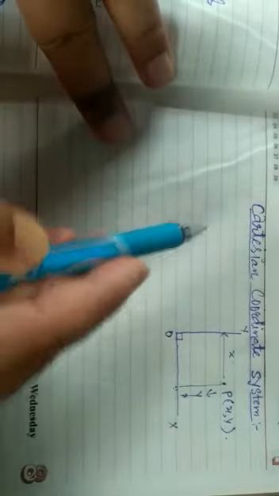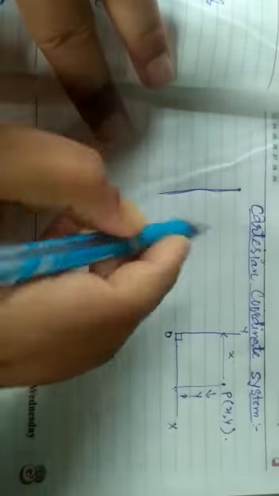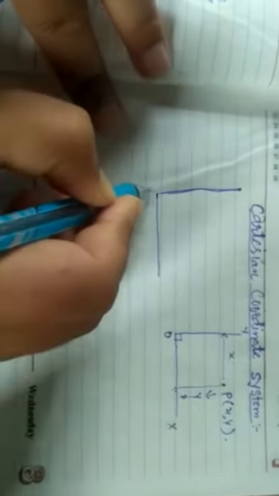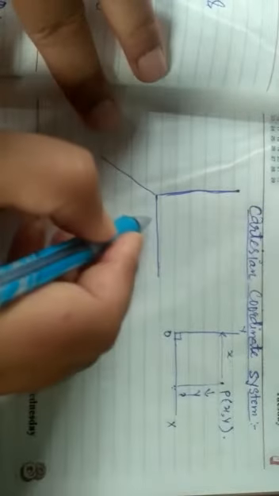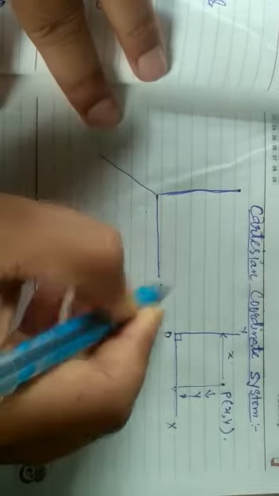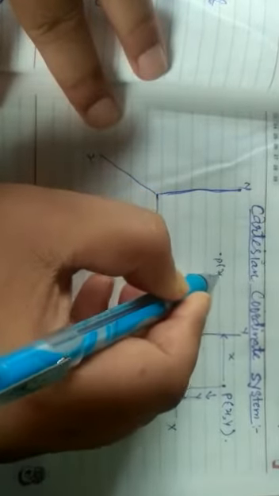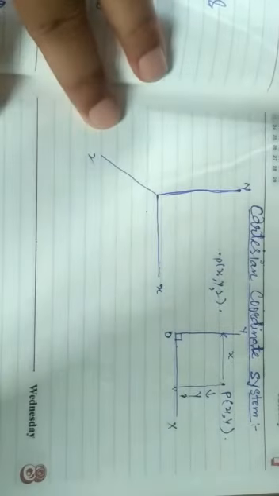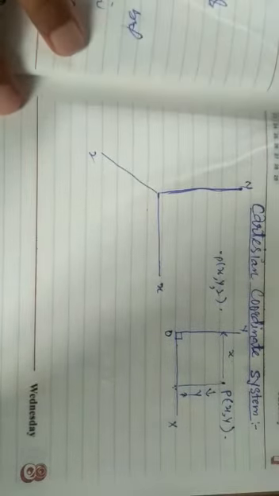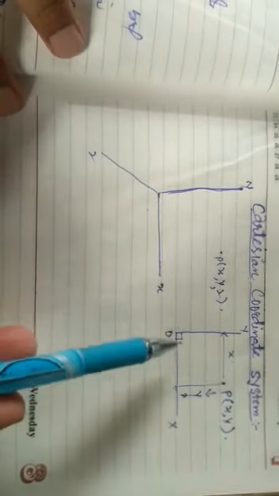If we now have space, then we'll have x, y and z axes, and if there is some point P anywhere, its coordinates will be (x, y, z). So in order to know the coordinates in three-dimensional space, we have to draw three mutually perpendicular axes, and in a plane we have to draw two.